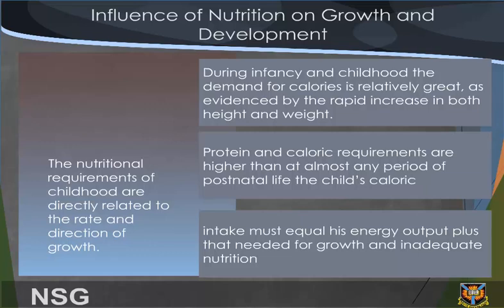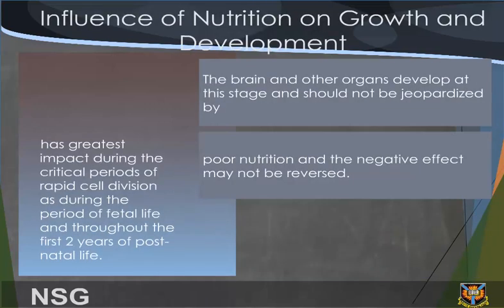The child's caloric intake must equal his energy output, plus that needed for growth, and inadequate nutrition has greatest impact during the critical period of rapid cell division, as during fetal life and throughout the first 2 years of postnatal life. The brain and other organs develop at this stage and should not be jeopardized by poor nutrition, and the negative effect may not be reversed.